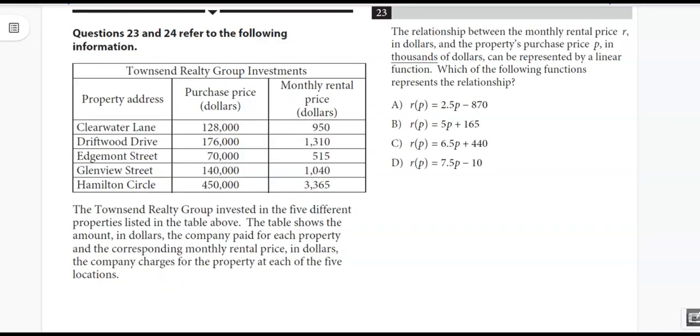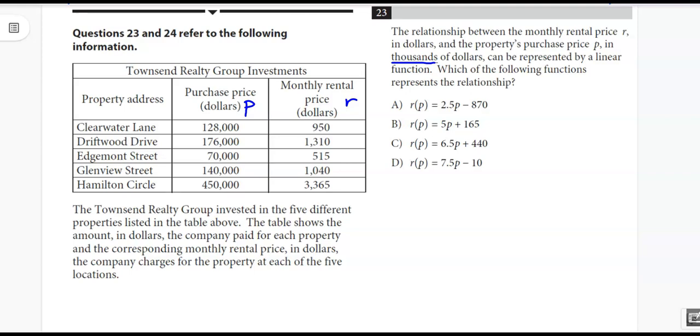All right, number 23 and 24. Looks like we have a big graph here, and it's going to go for 2 different problems. So let's check it out. 23 says the relationship between the monthly rental price R, so this is my R, and the property's purchase price P, in thousands of dollars, so that's going to come into play here in a second, can be represented by a linear function. Which of the following functions represents this relationship? So we need to construct a model to predict purchase price or rental price. So I just got to try some numbers here and see which one works.